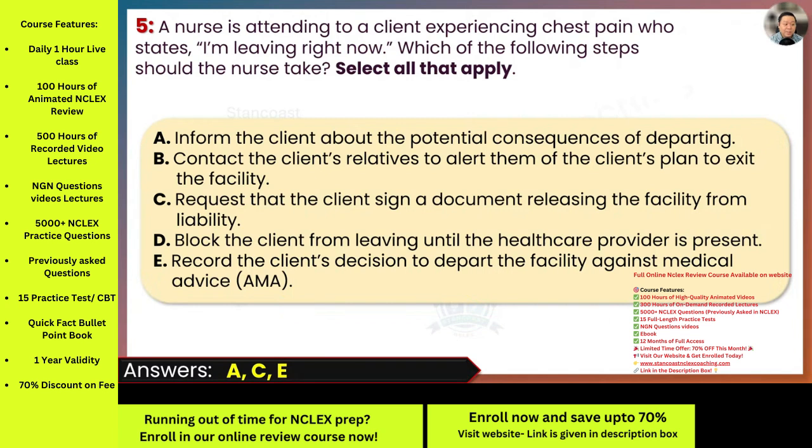Now, what about letter D? Why is this incorrect? Blocking the client from leaving. Well, this is forcing a patient to stay. This is false imprisonment. And holding a patient against their will could lead to legal action against the hospital and the nurse. And the only time a patient can be stopped from leaving is if they are a danger to themselves or others. Let's say they're suicidal, they're violent, or confused.